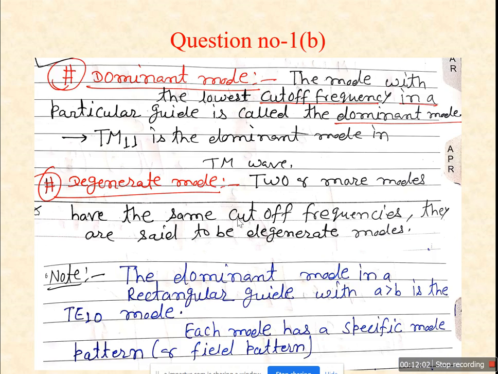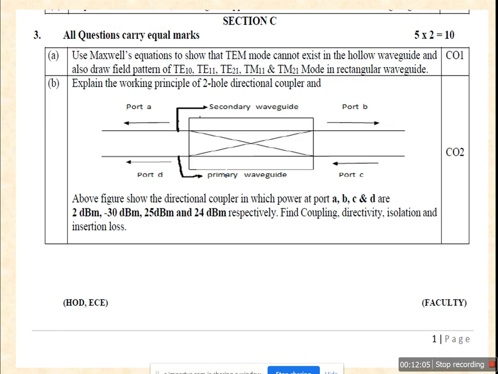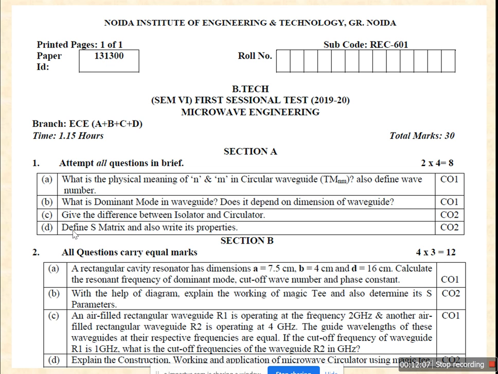Then what is the last question of the first section? Define S matrix, the scattering matrix, and also write its properties.